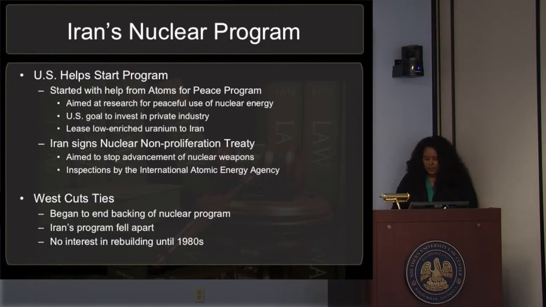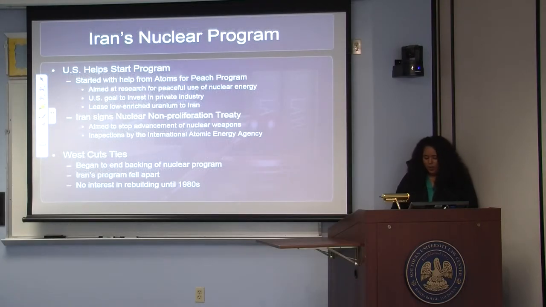The U.S. intended to invest in Iran's private industries that use nuclear energy. They signed a contract where the U.S. would lease uranium and reactors to Iran, and Iran signed the Nuclear Non-Proliferation Treaty, which aimed to stop the advancement of nuclear weapons across the globe. Parties to the treaty would be under the oversight of the International Atomic Energy Agency, or the IAEA.